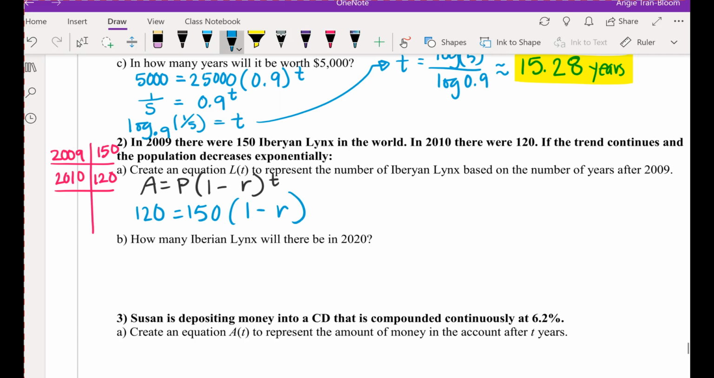We do not know the rate. Some of you actually do. But what's your t value here? 1. Well, anything to the power of 1 is just what? Itself, right? So from here, how do you solve for r?